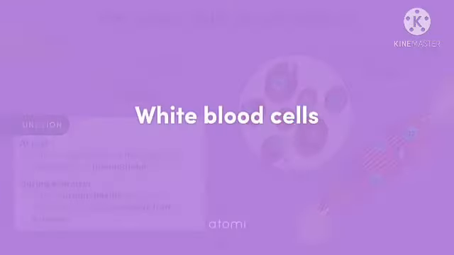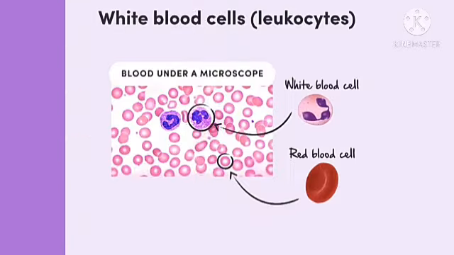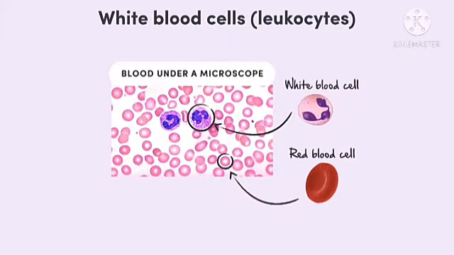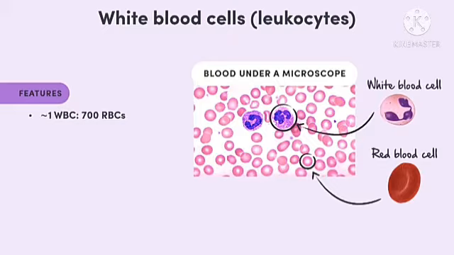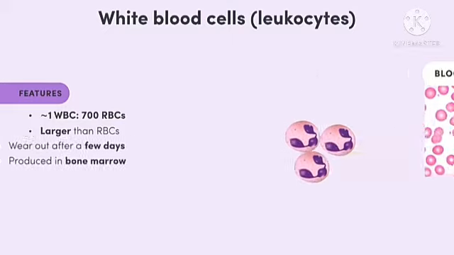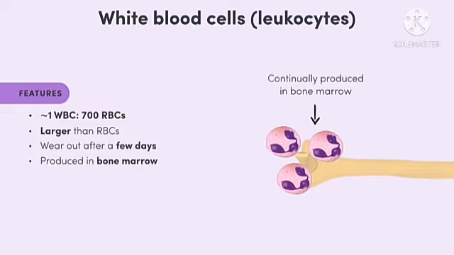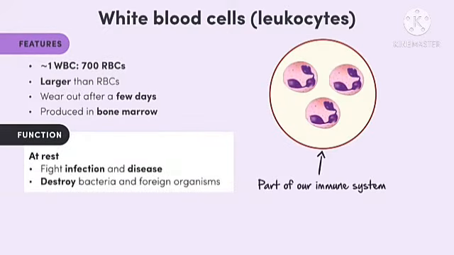Now we'll look at the white blood cells. The white blood cells are also known as leukocytes. There is 1 white blood cell to 700 red blood cells in the body. The white blood cells are also larger than the red blood cells. They are also produced in the bone marrow like the red blood cells.